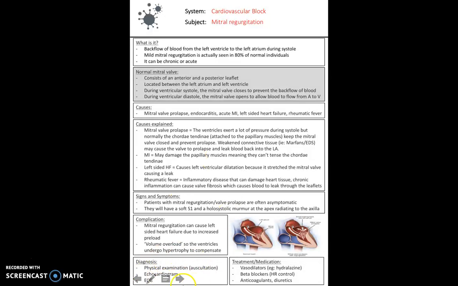It's important to be aware that with all valvular abnormalities, the best way to diagnose them is a mix of a physical examination and auscultation, because each different murmur has a distinct sound you will hear in different locations, but also echocardiogram, of course, is your main diagnostic tool.